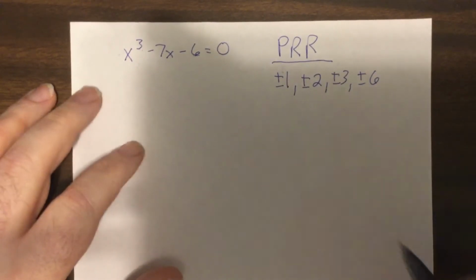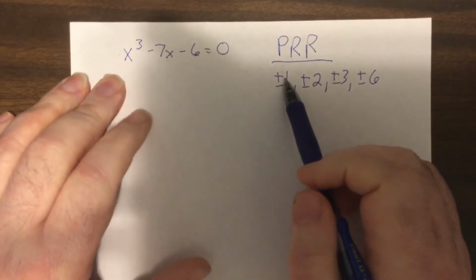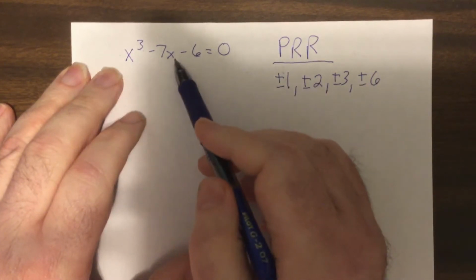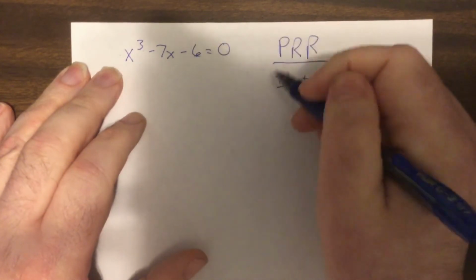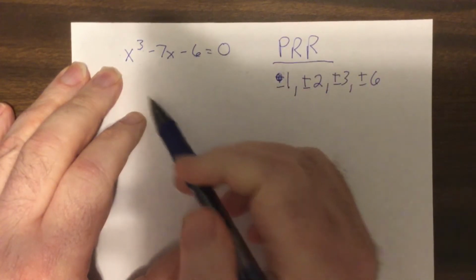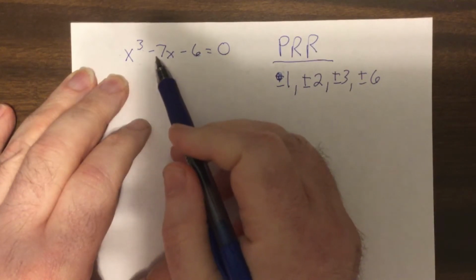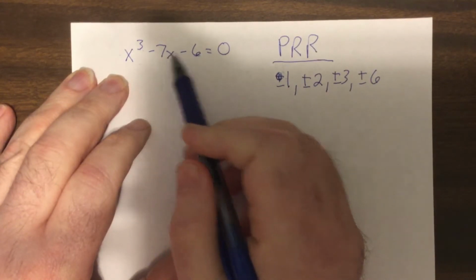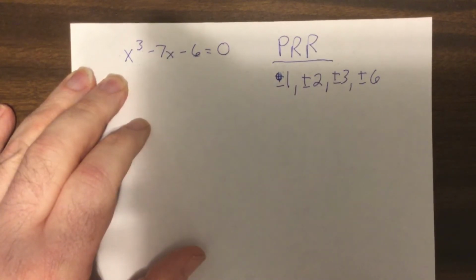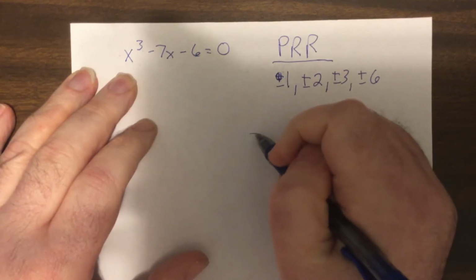So notice I need to try to find out if one of these works. So let's do number 1. 1 cubed is 1, minus 7, minus 6. Nope, 1 doesn't work because it's got to add up to 0. Negative 1, this would be negative 1 plus 7, and then minus 6. That does work. Wow.